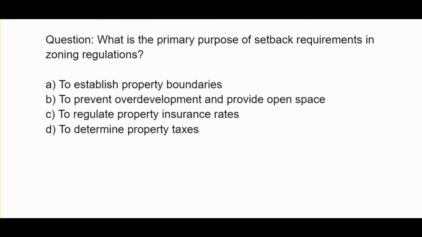What is the primary purpose of setback requirements in zoning regulations? A, to establish property boundaries. B, to prevent overdevelopment and provide open space. C, to regulate property insurance rates. D, to determine property taxes.